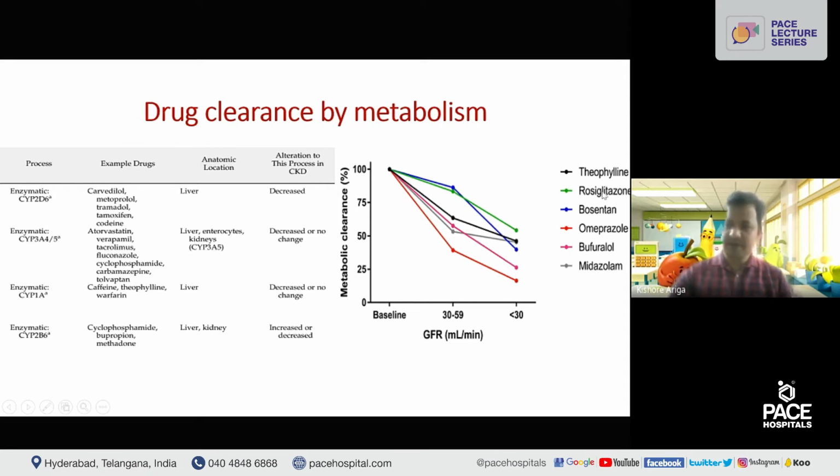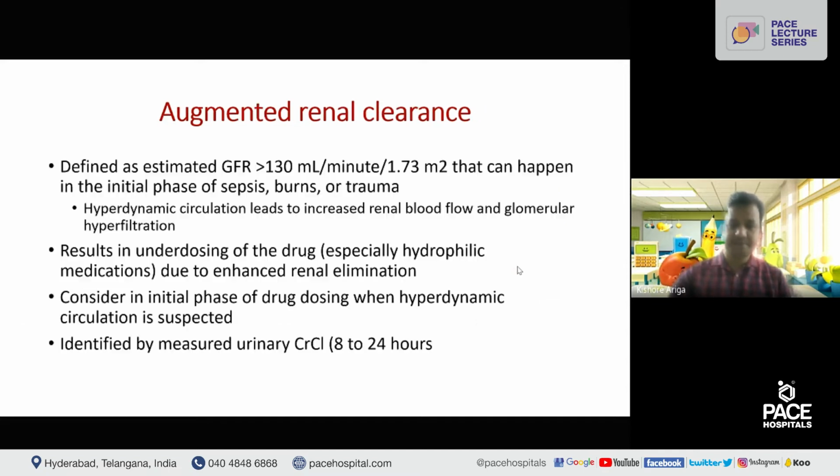These are all the drugs: theophylline, bosentan, omeprazole. These are not excreted by kidneys, but as the GFR decreases, the metabolic clearance of these drugs is decreased. So kidney affects the metabolism at other sites in the body also. But we cannot quantify that at present. What level it is decreased, what is the effect on the drug, we don't know currently. So we cannot use it at the bedside.